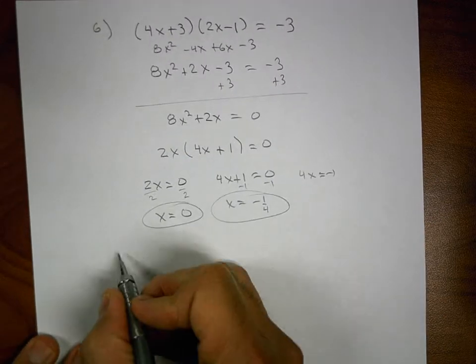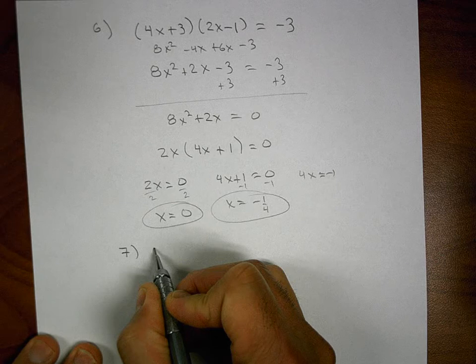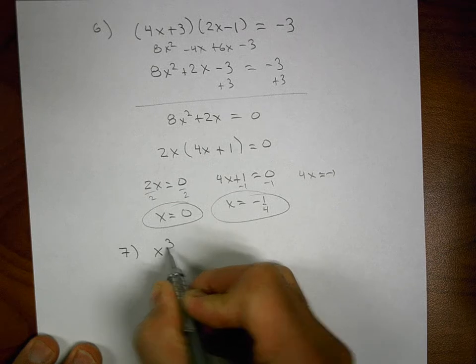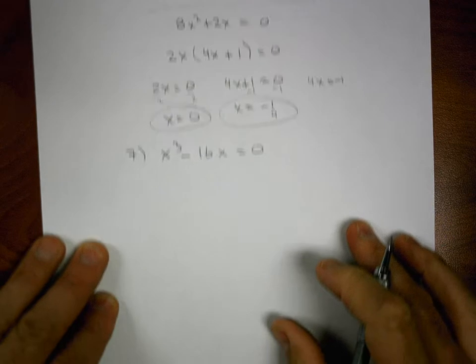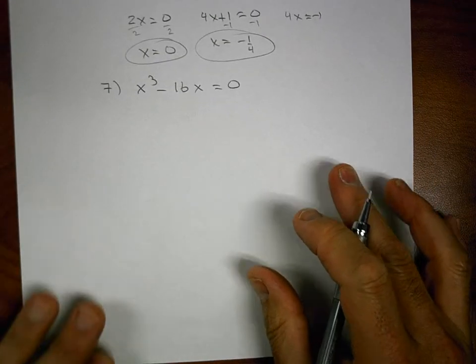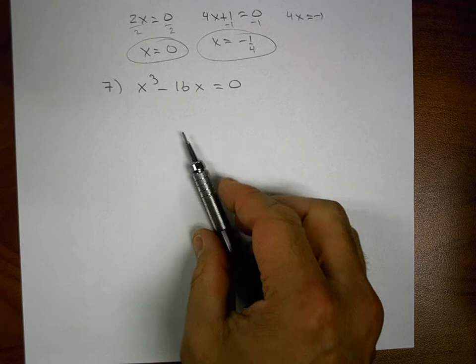Okay, number 7. X cubed minus 16x equals 0. We're going to solve x cubed minus 16x equals 0.